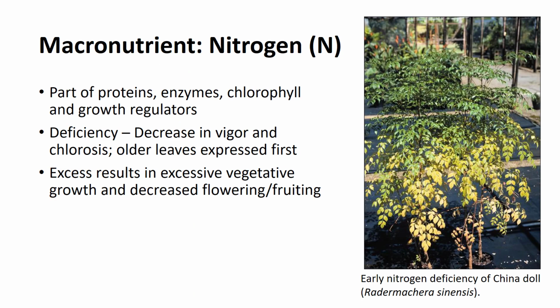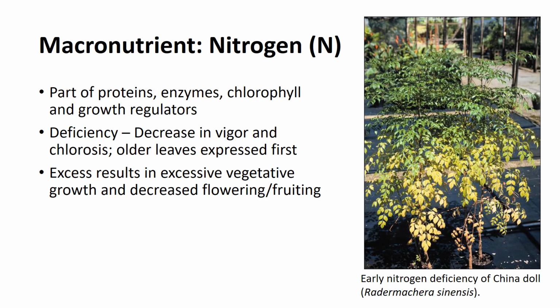Nitrogen, N, as a constituent of protein, is involved in all the physiological processes taking place in plants. A deficiency of nitrogen is expressed in woody plants as a decrease in vigor and a foliage color that is light green to yellow, chlorotic. The older leaves express the symptoms first. Under a prolonged deficiency, the leaves scorch and drop off.